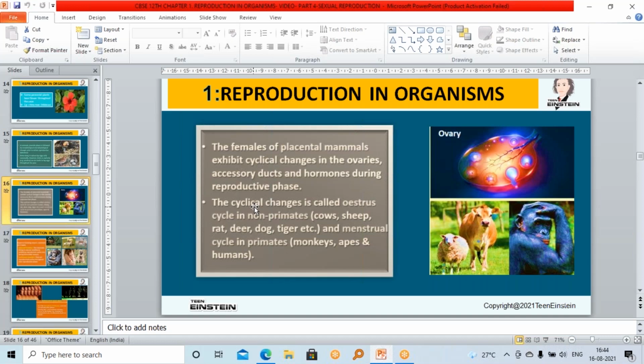In placental mammals, they exhibit cyclic changes during the reproductive phase. That means they exhibit changes in their ovaries and hormones. Placental mammals means mammals which have a placenta, not like the birds. In their reproductive stage, they show changes in their ovaries and hormones. And these cyclic changes are called the estrous cycle.